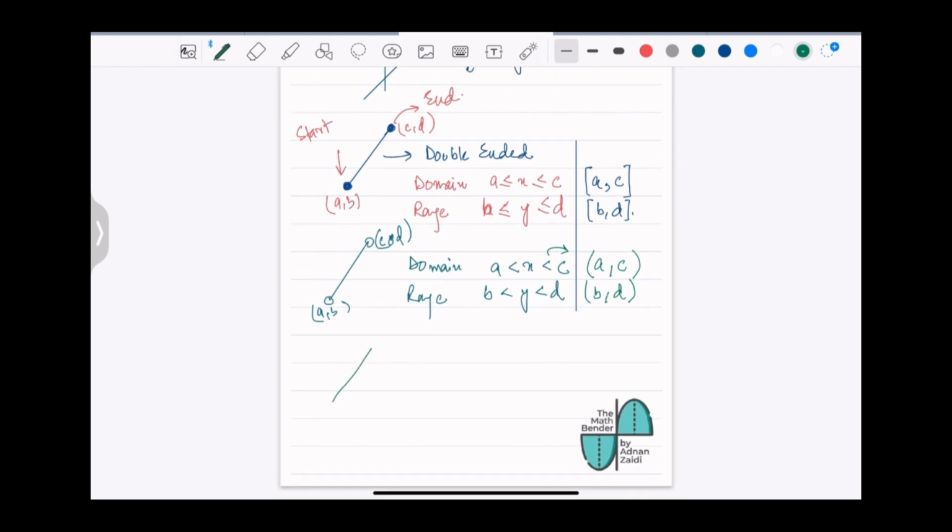Now the third thing is, if the function is like this, this is going to be single-ended, which means it has a starting point a and b, but it does not have an ending point because it will keep on going.